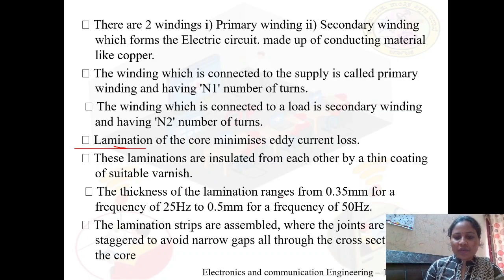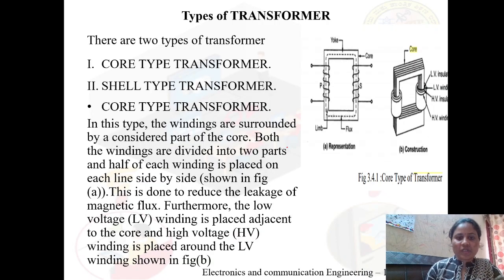The thickness of the lamination generally ranges from 0.35 mm for a frequency of 25 Hz to 0.5 mm for a frequency of 50 Hz. The lamination strips are assembled so that the joints are staggered, to avoid narrow gaps all through the cross section of the core.